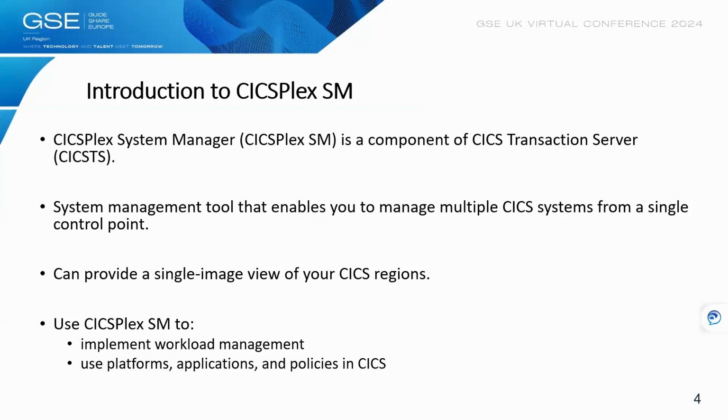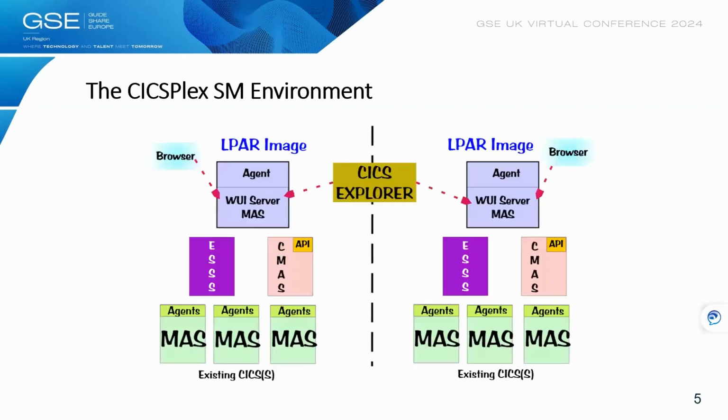CICSPlex SM was originally a separate product. IBM eventually acquired it and then over time integrated it into CICS itself, so that when you install CICS, you actually get CICSPlex SM. The idea is it's a system management tool that'll give you a single system image of your CICS regions, and you can use it to do things like workload management and use some of the newer things like platforms, applications, and policies within CICS if you're using any of that.